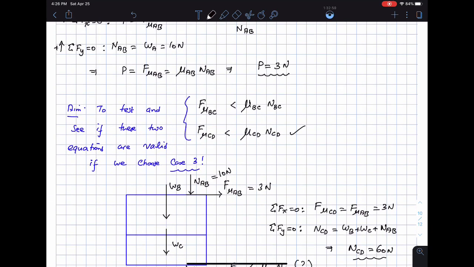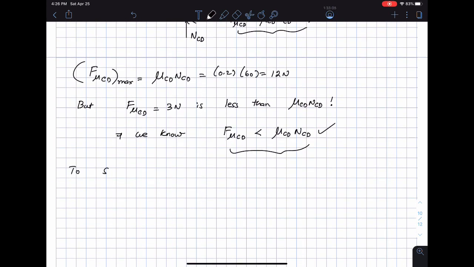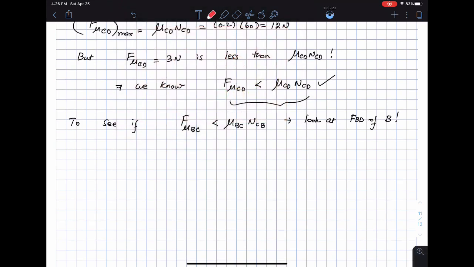So I'm going to look at the free body diagram of just the box B by itself. Okay, to satisfy the next inequality, to see if F mu BC is less than mu BC times NBC, look at the free body diagram of B. Many ways to do this problem. This is just one particular way. Okay, so I'm going to draw the free body diagram of B. I have a couple of things going on in this free body diagram. First of all, the different forces that are acting, the weight of the box, that's the first thing you got to draw. Okay, so this is weight of B.